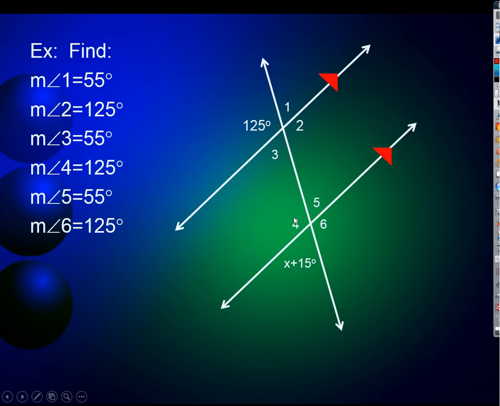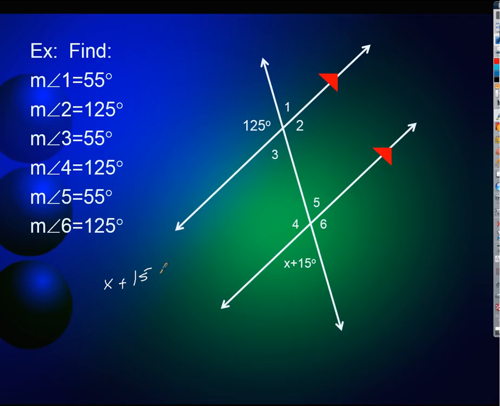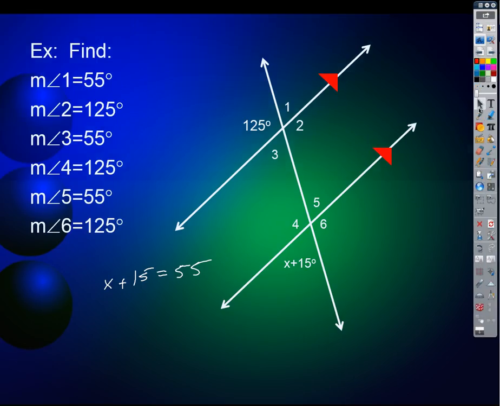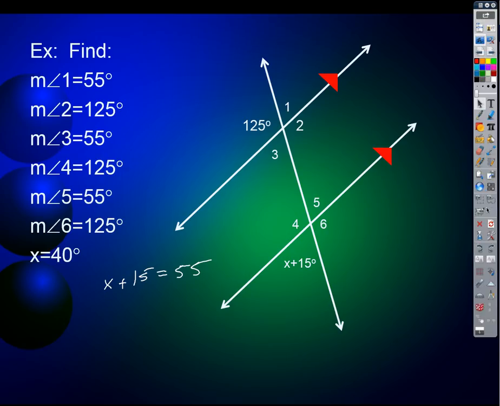Now, if I want to solve for x, how's that going to work? 55. Okay, so if the measure of angle 5 is 55, then I must know that this has the same measure, right? So I've got the equation x plus 15 equals 55, so I just subtract 15, right? And I get x equals 40. No big deal. All right.